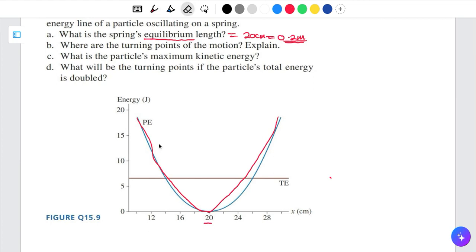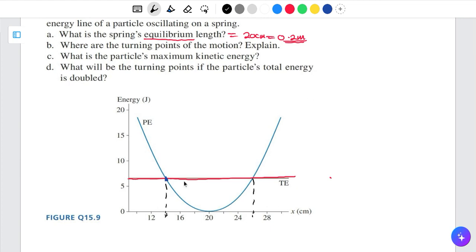Now, the second question is: where are the turning points of the motion, and explain. When you talk of the turning points, you talk of where the curve of the potential energy is passing through the total energy line. So this is the total energy line. We have the first point, which is this one. If I draw a dotted line going down here, this is the point. Then on this part, if I draw a dotted line, this is another point.